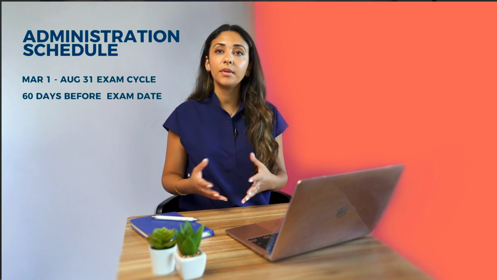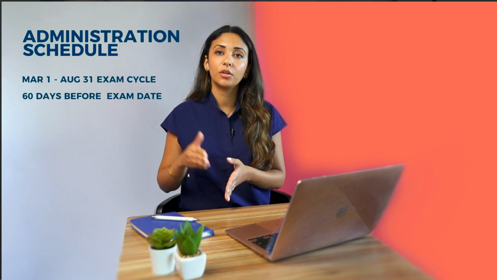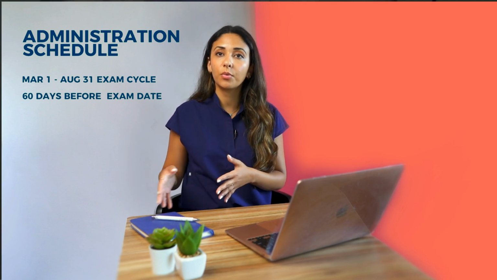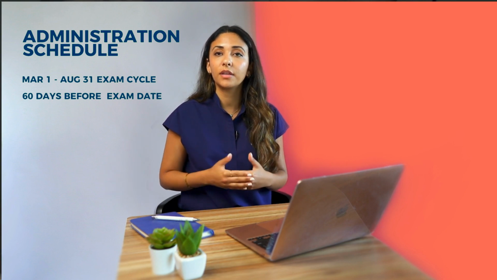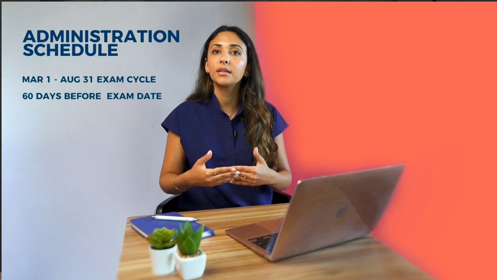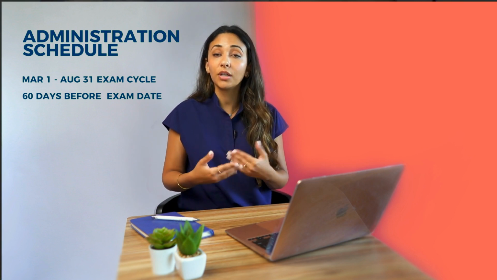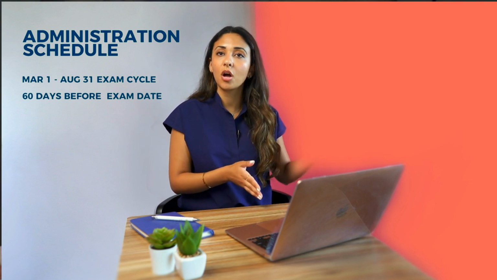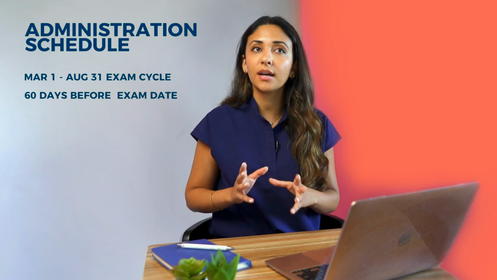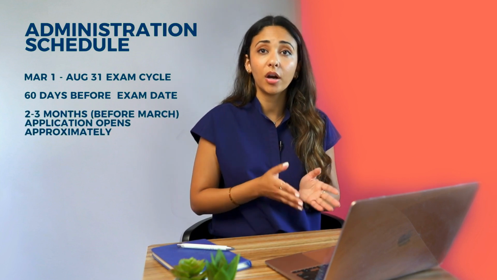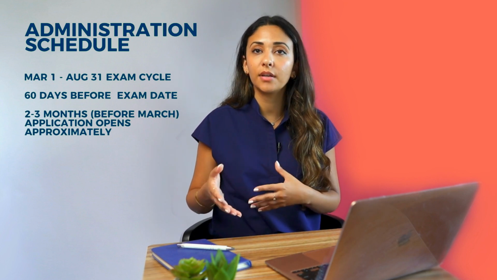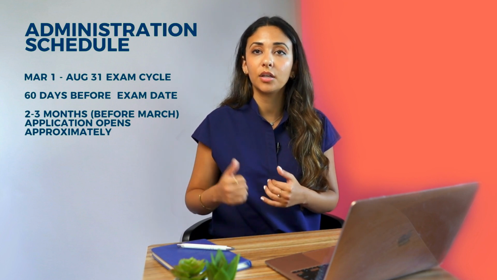So to save time, it's advisable to do your DENTPIN and your ECE report before March 1st to August 31st. That way you have everything ready, and when the application opens, you can apply and you'll get the confirmation to register for the exam, and that way you're ready to take it starting March 1st to August 31st. The application time usually opens about 2 to 3 months before March. So let's say beginning of the calendar year or a little bit late in the year before.